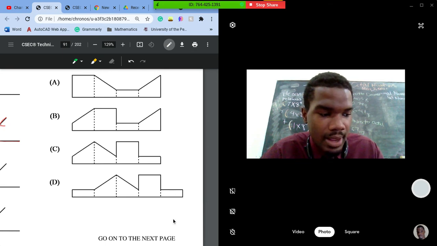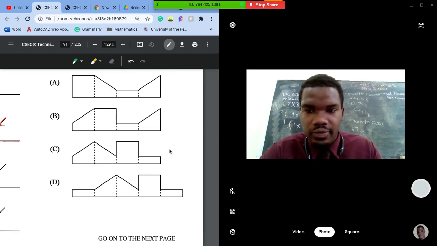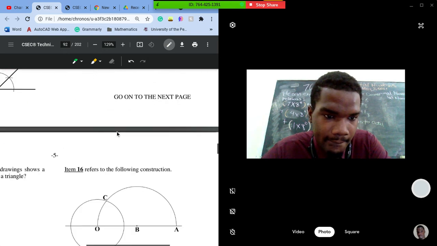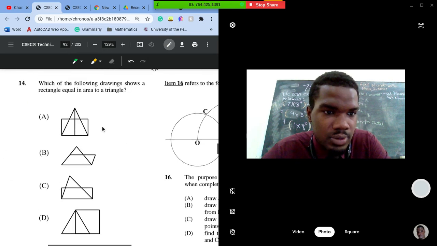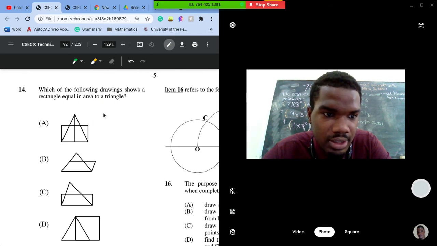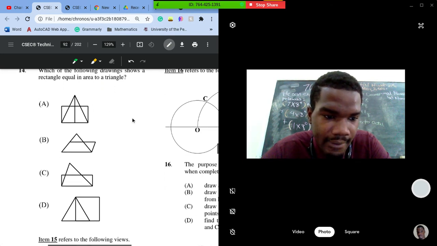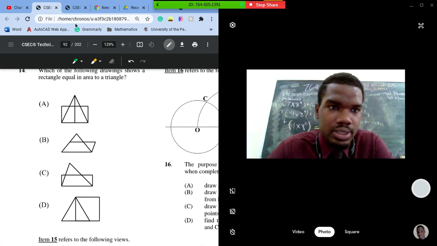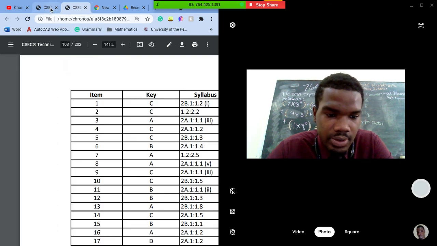So using that book now, I want you to try and find the answer for this one. I'll give you the answer, but I want you to practice it since it's been such a good while since we've gone through this. Alright, look at this one for me now. Which of the following drawings shows a rectangle equal in area to a triangle? Is it A, B, C, or D? 14, that's going to be C.